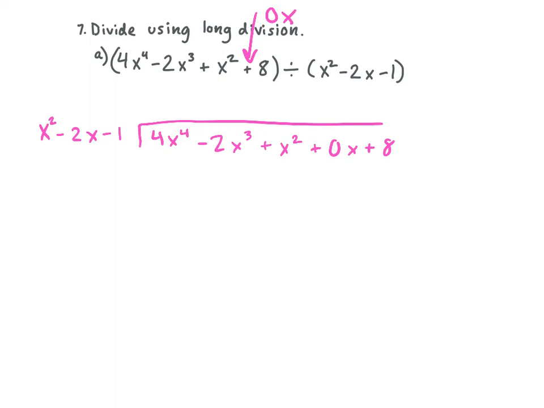All right, where do we start? What multiplies by x squared to give us 4x to the fourth? 4x squared, and put on top of that 4x squared. So just make sure our x squareds are lined up. So we need to see what can we multiply times this number to give us this one. And that's what we put up top.